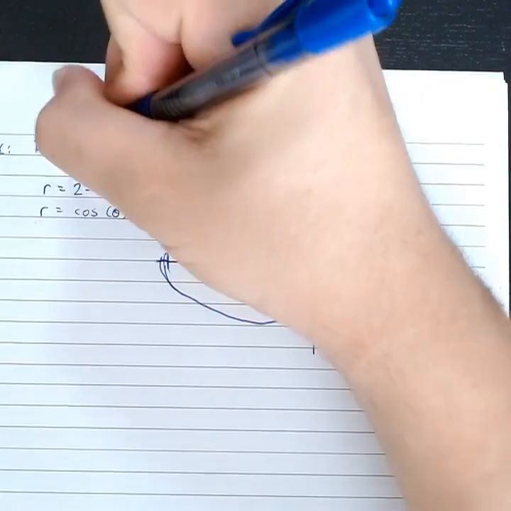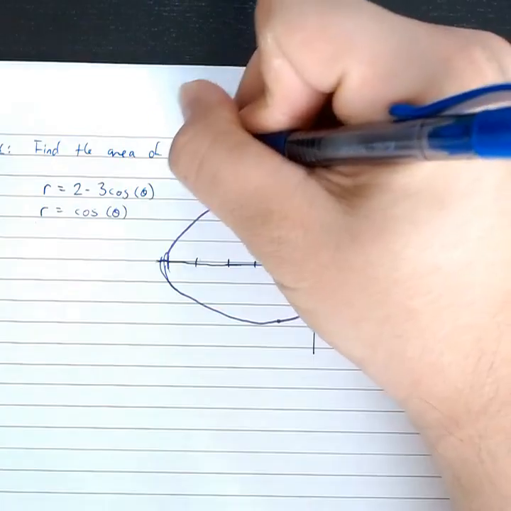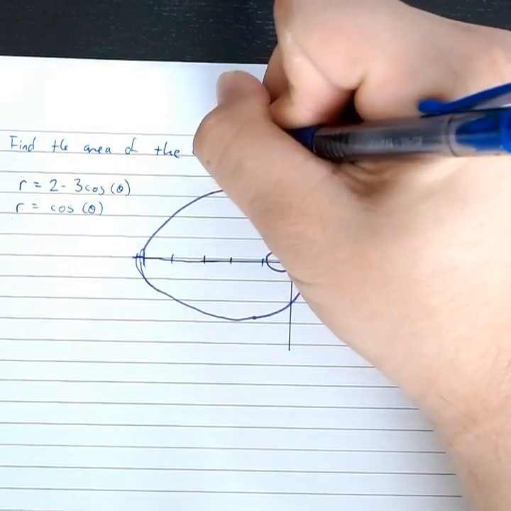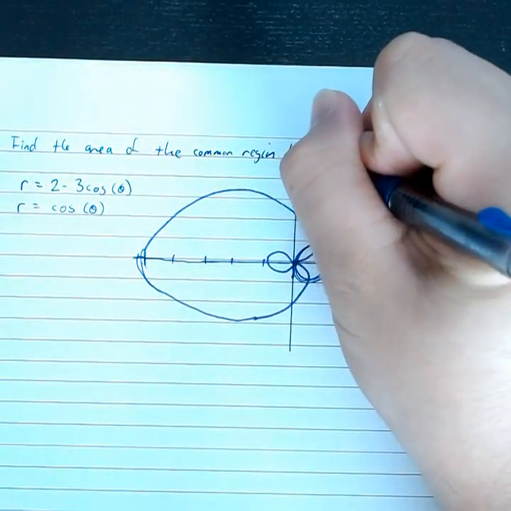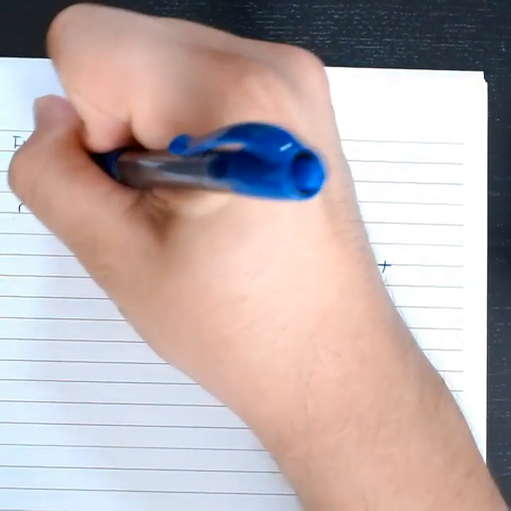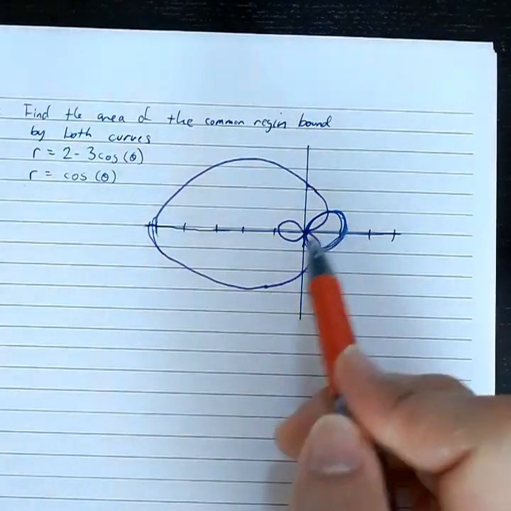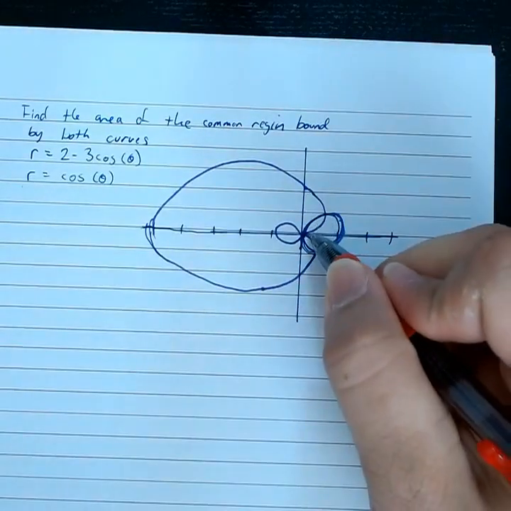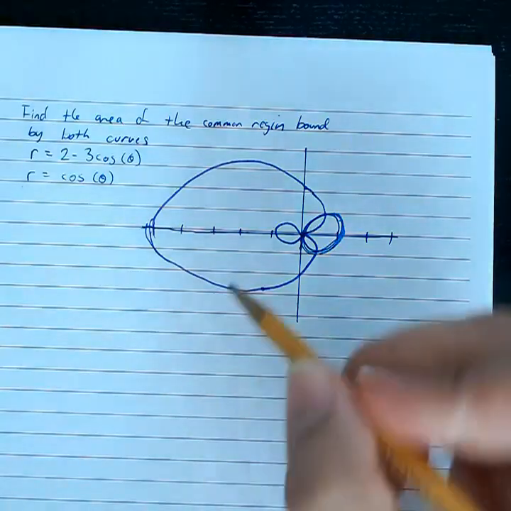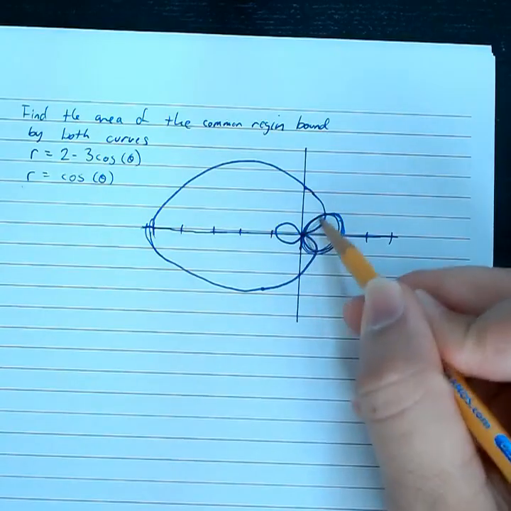So the language is find the area of the common region bound by both curves. Okay? So what we're doing is we're saying, okay, I have this limaçon, I have this circle, and in here I have a small little bit of area where they overlap. Find that area. Okay. Well, all right, so let's go ahead and find that area.